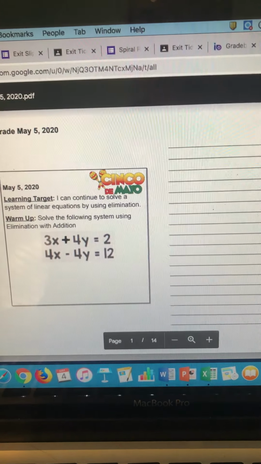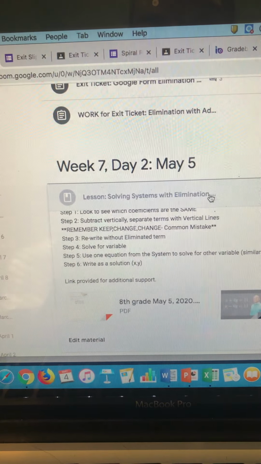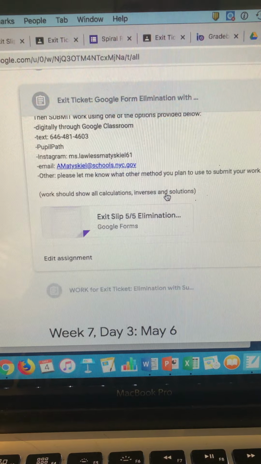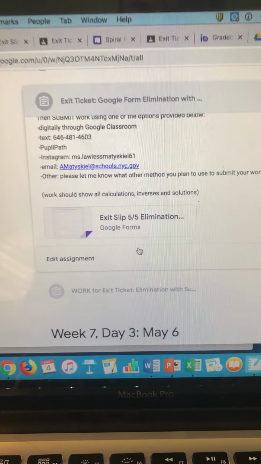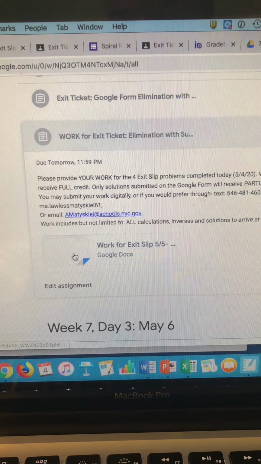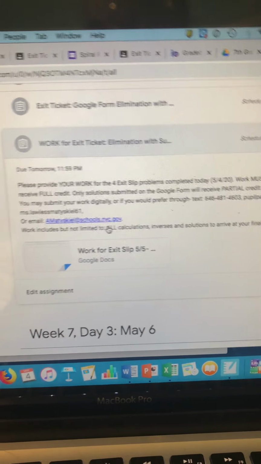So I'll just show you where that is as a reminder. So here's your Google form. Scroll down, it's right there for today. And then here is your worksheet right here for you to submit using any of the options provided, okay?